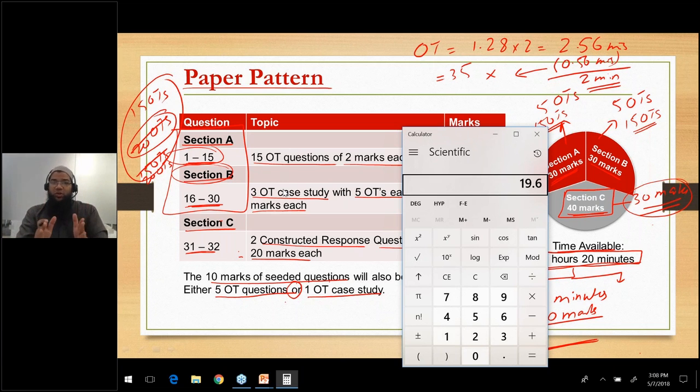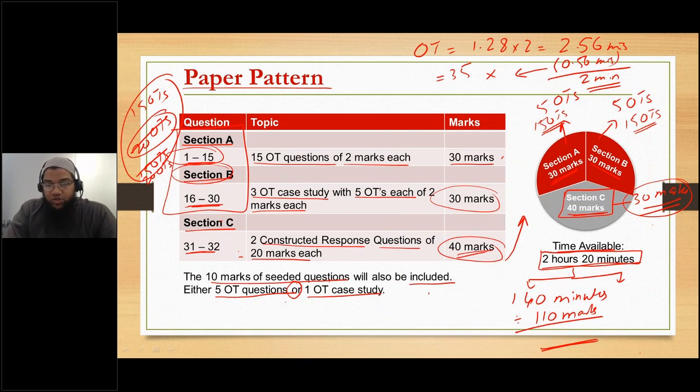Now these 20 minutes will be used in constructed response questions, the CR questions. In CR questions, you have 20 marks into 1.28, so that will become 25 minutes for a CR question, plus you have saved 10 minutes in the MCQs. So you will be having a total of 35.6 minutes. Have I done anything wrong? 140 divided by 110 is 1.28. Okay, yes. So approximately you will be having 35 minutes for each constructed response question in the exam.